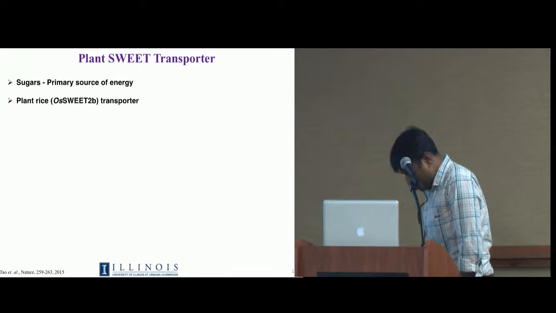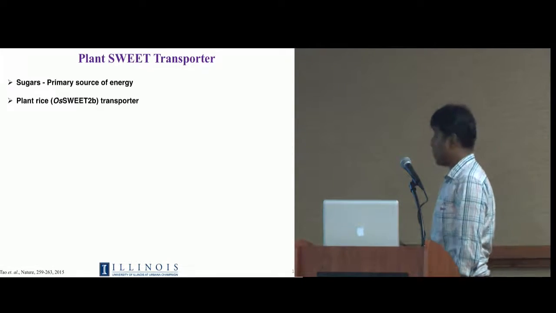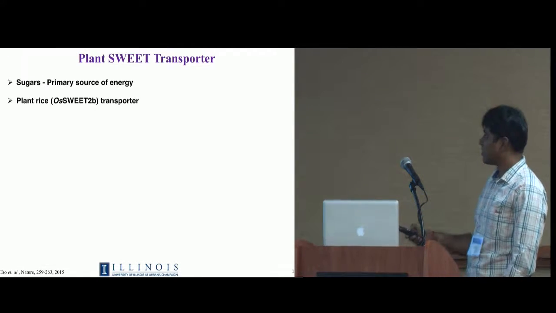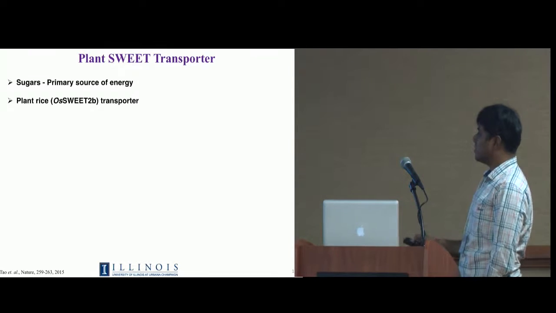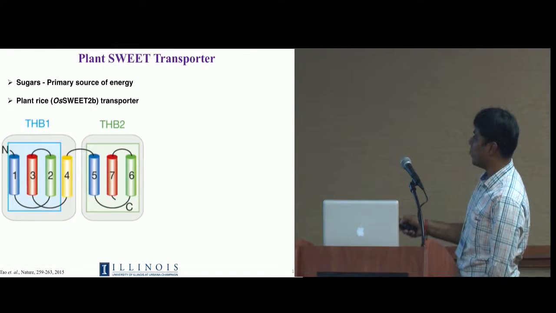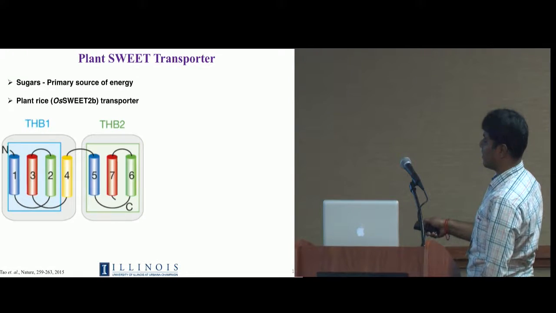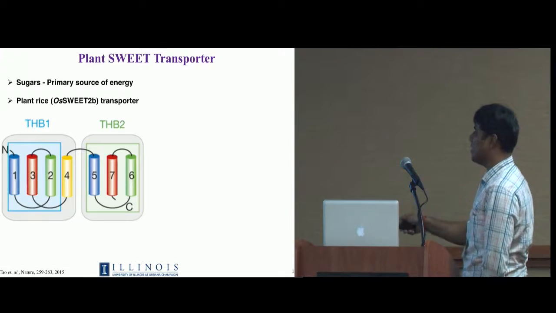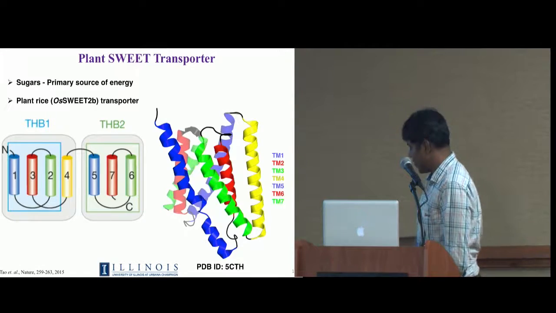We have also looked into another transporter, the plant SWEET transporters, which is a new family of transporters identified in plants. Sugars are the primary source of energy, and plants get sugars usually during photosynthesis. The SWEET transporter has recently been identified in plants, OsSWEET2b. The topology has 7 transmembrane helices, where helices 1, 3, 2 and 5, 7, 6 form a pore, and it transports the glucose molecule. And this is the typical structure of the SWEET transporter.